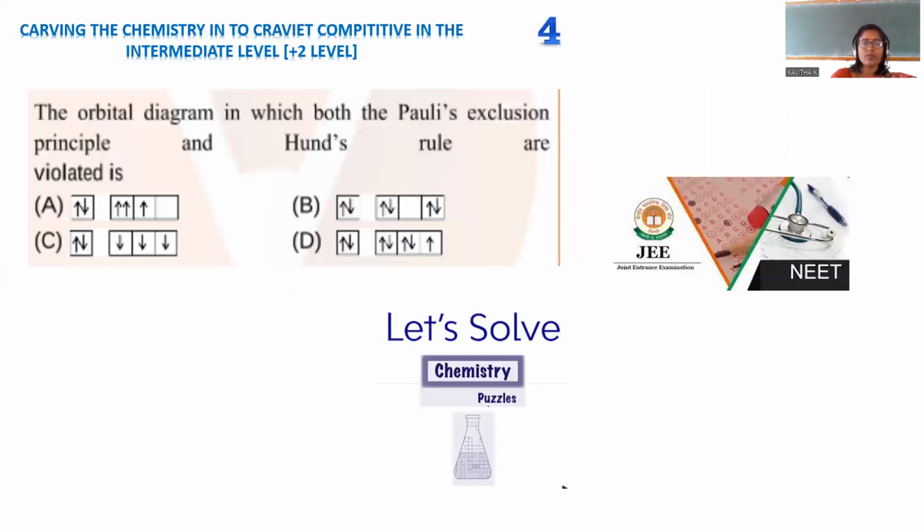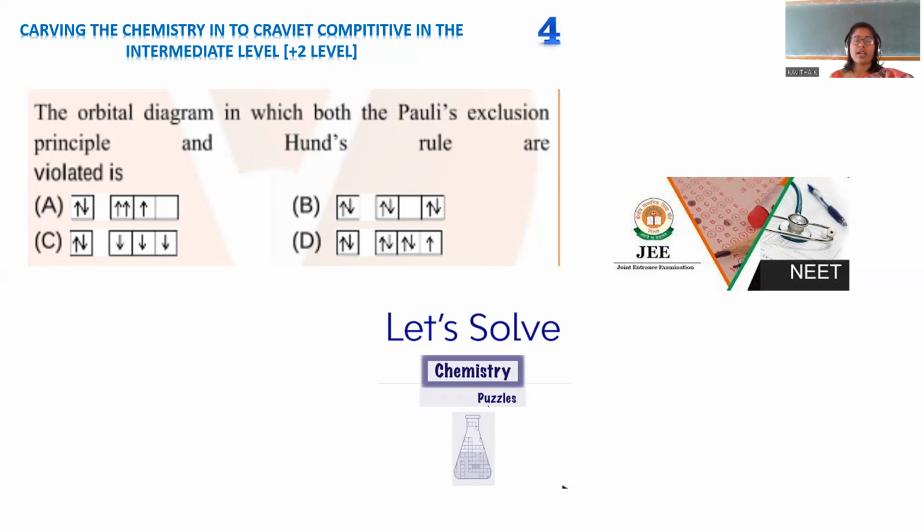Let's move on to another question. Question number 4. This is also related to the JEE Mains and Advanced question paper. Find the orbital diagram in which both Pauli's exclusion principle as well as Hund's rule got violated. Right? Both the rules. Okay.